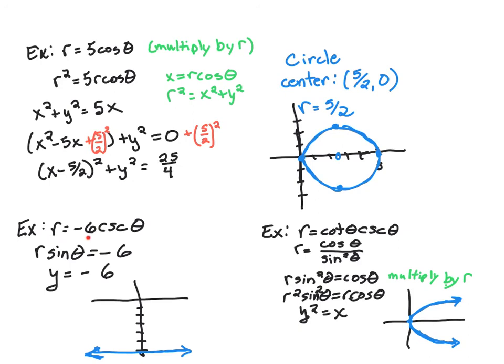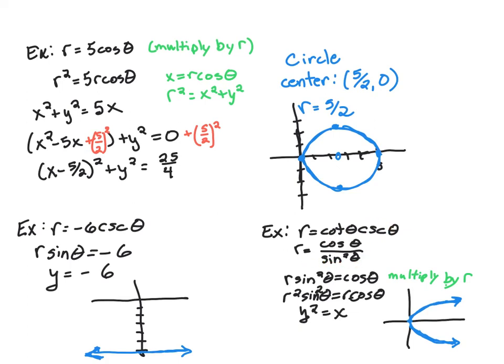Next equation, r equals -6 cosecant. Multiply both sides by the sine, and I get r sine, which is y, equals -6. Y equals -6 is down here. Simple, right? Next example, cotangent is cosine over sine times 1 over sine gives me this.